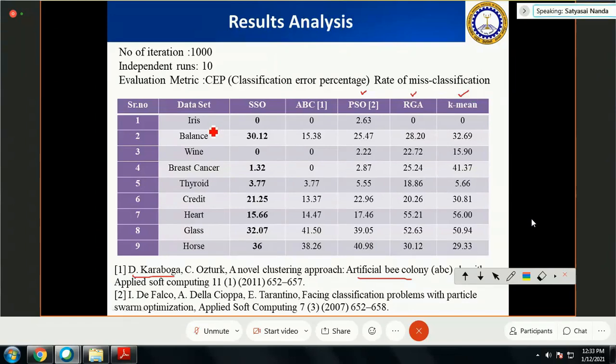observed that in some of the data sets we are getting better results. That is iris and wine: both the algorithms are giving almost 0 classification error percentage. You can observe that in some cases ABC is better. In some cases the SSO result is better, like in glass and horse, all these data sets, the result of SSO is better. In the credit card and heart cases, the ABC algorithm result is better.